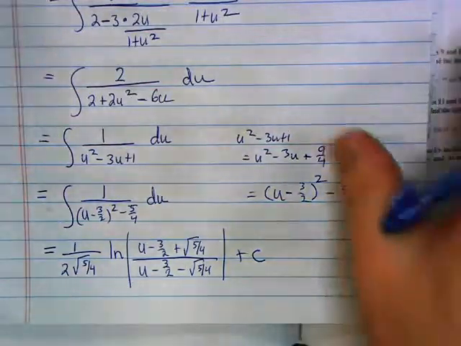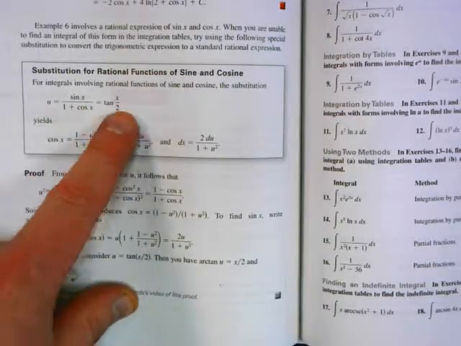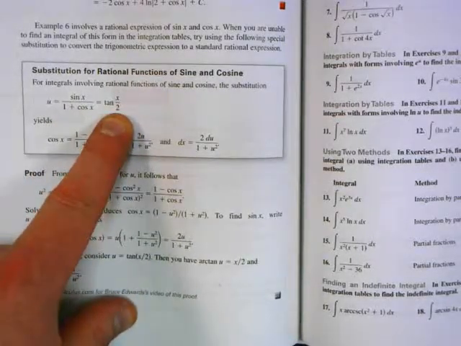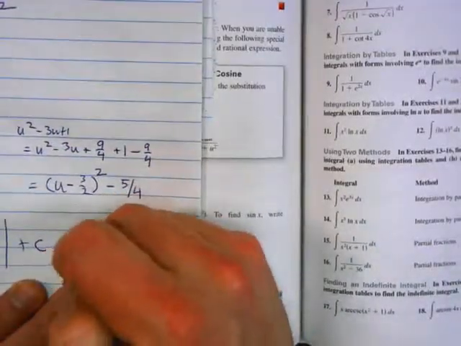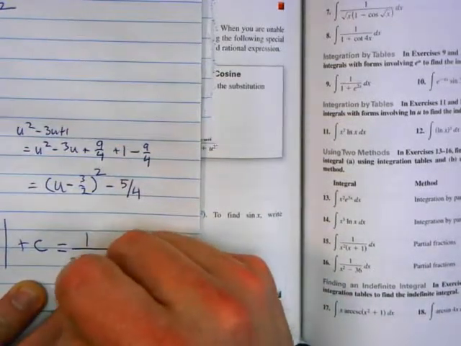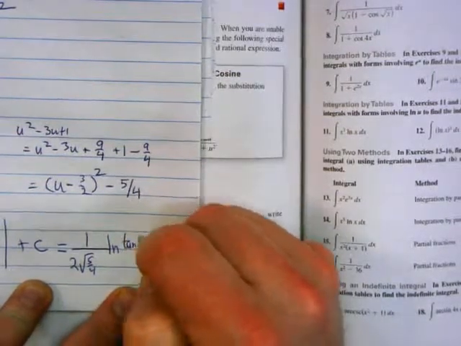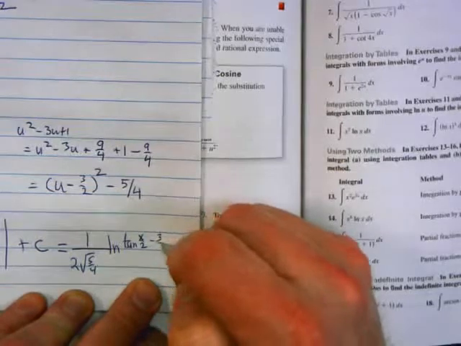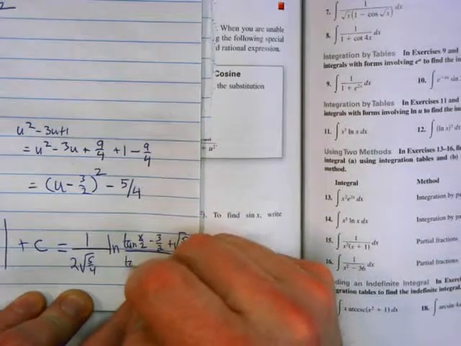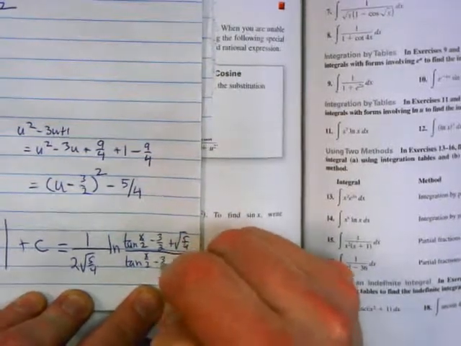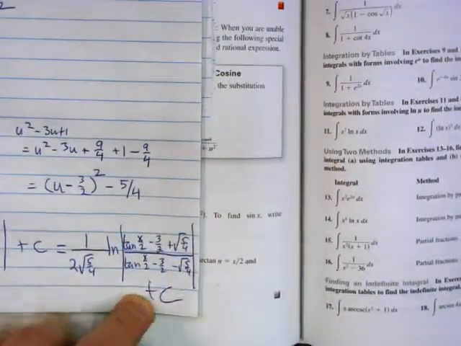And then you got to look back here. When you make this substitution, u is tangent of x over 2, so that's how you get your x's back in. Final answer. Not one of the nicest answers I've ever seen. 1 over 2 square root of 5/4 ln of tangent of x over 2 minus 3/2 plus the square root of 5/4, divided by tangent of x over 2 minus 3/2 minus square root of 5/4, plus c.